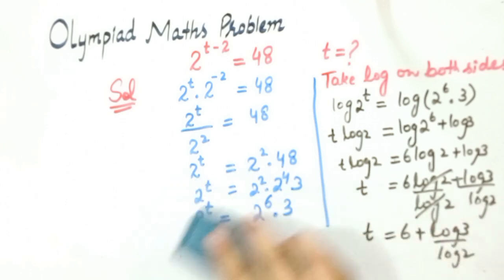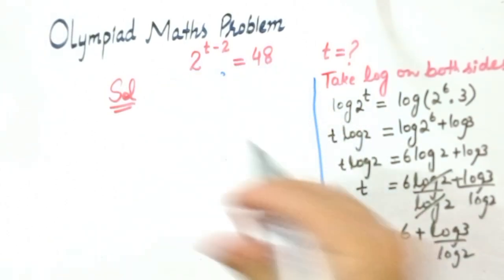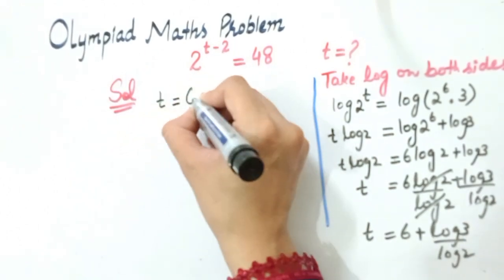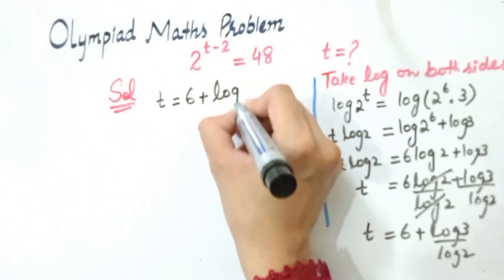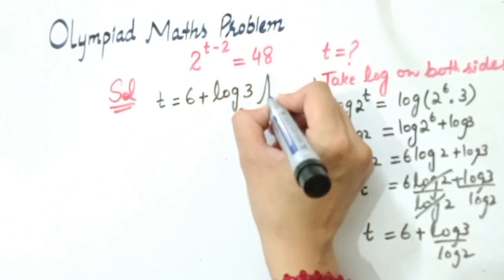Now we will apply the change of base rule here. So we get t equals 6 plus log base 2 of 3. So this is the final answer.